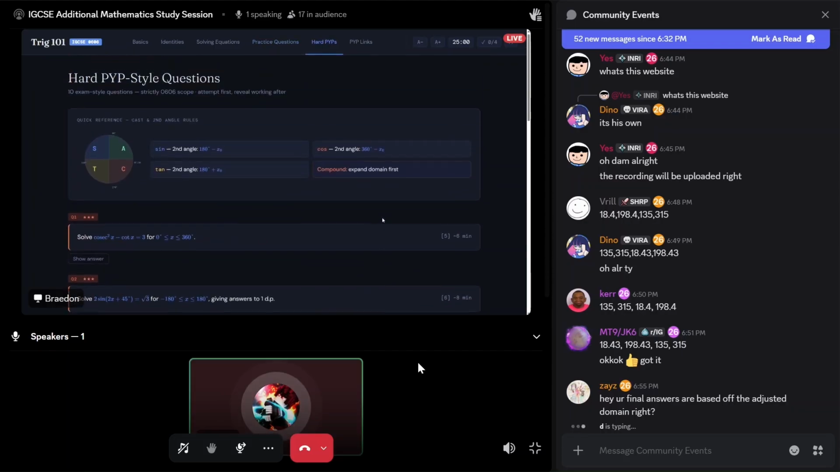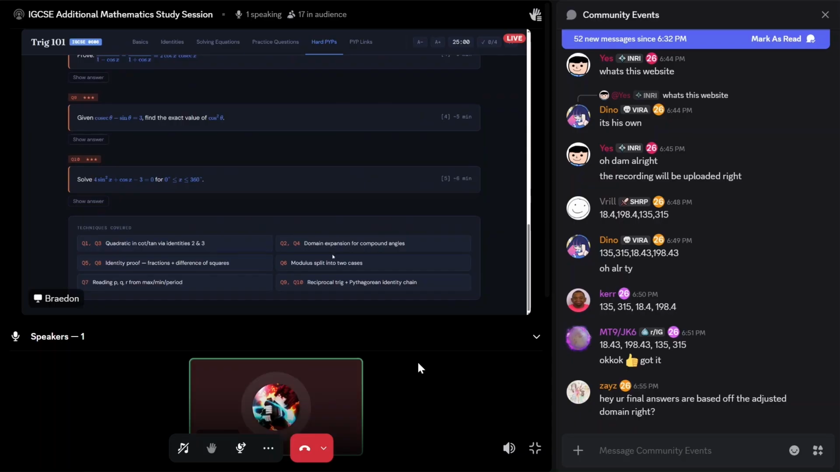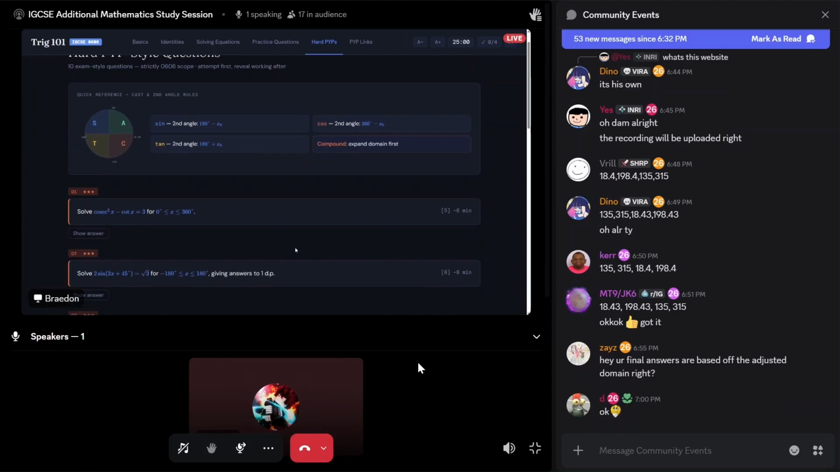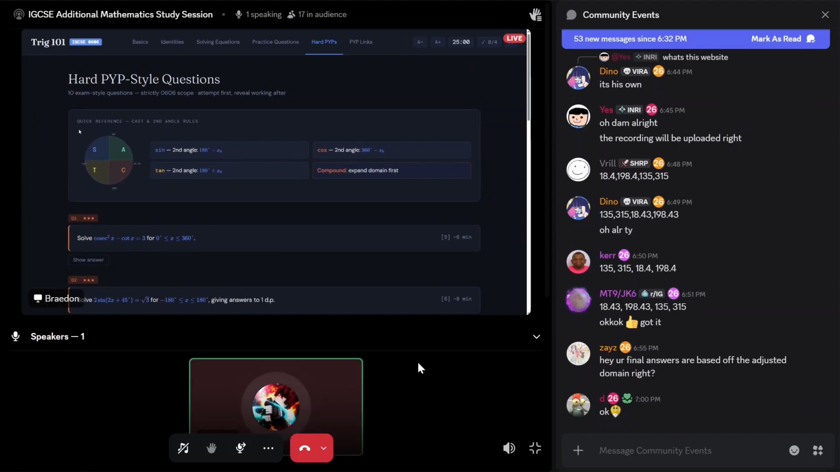So this is all past year paper questions. I want you guys to try every one of these questions because I have a lot of time, like 1 hour. Everybody should try each question, and that's how we improve. So yeah, important thing, always draw the ASTC or CAST diagram. It's a quick reference in case you get lost.